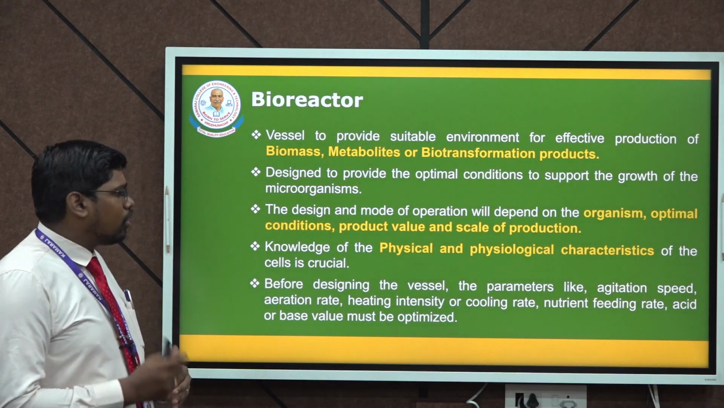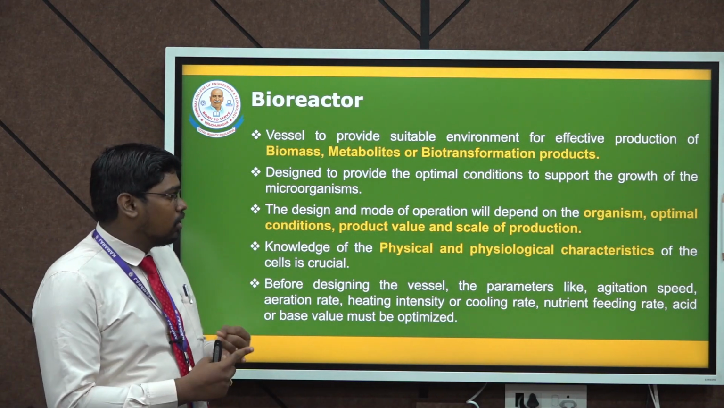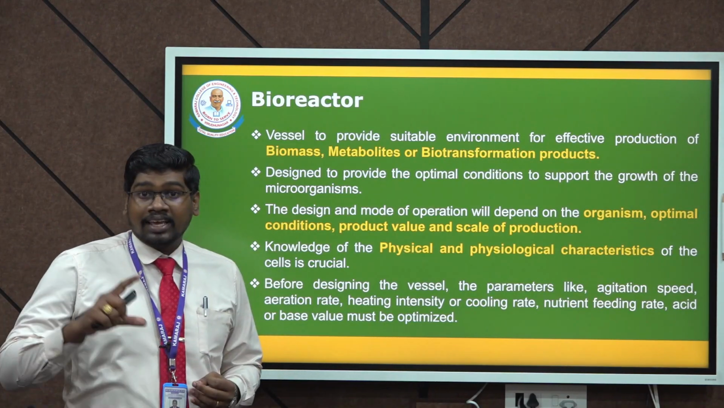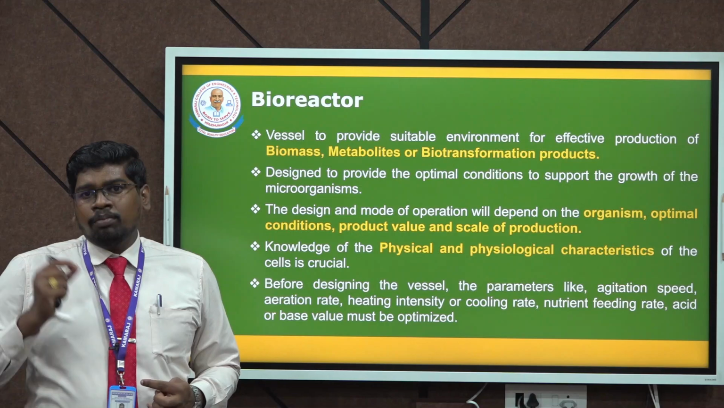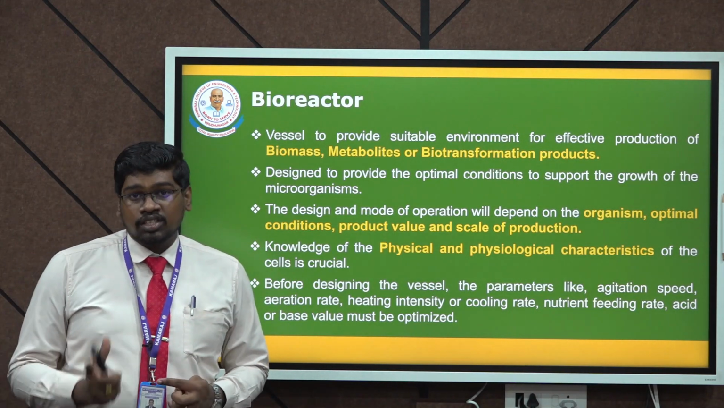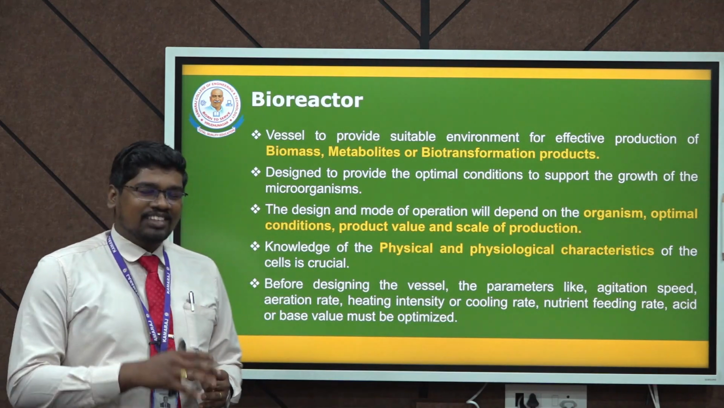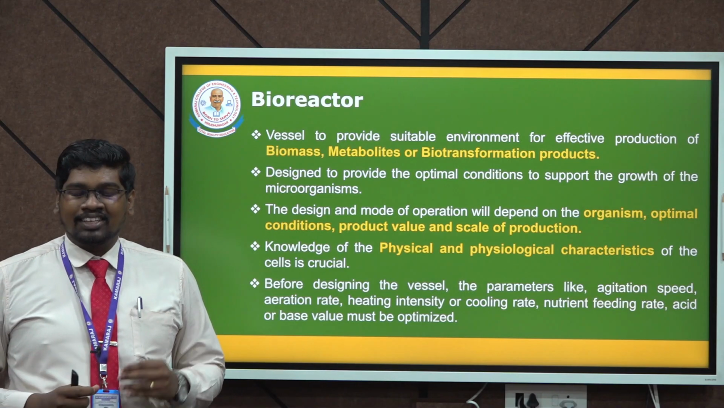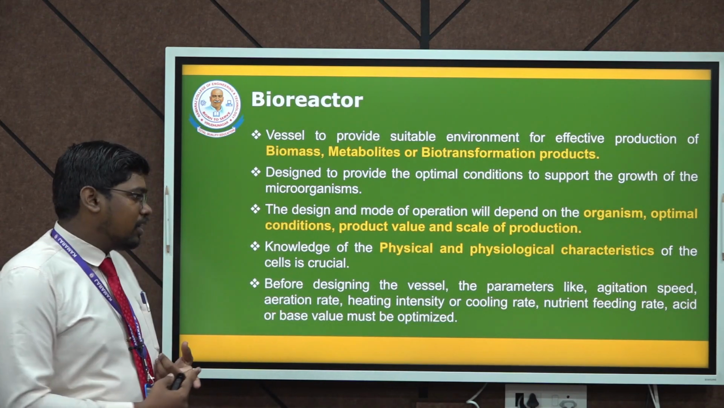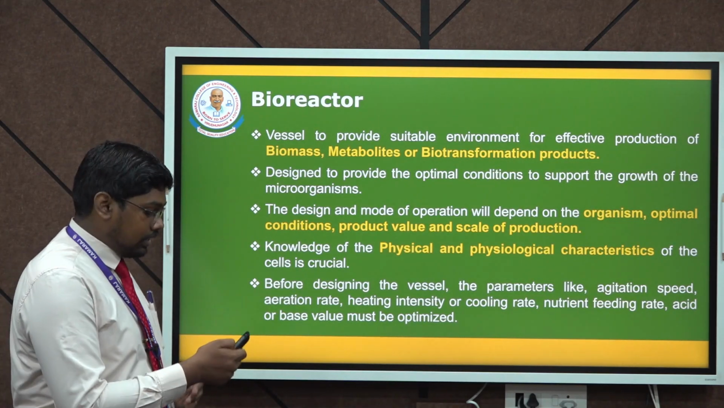The design and mode of operation of the bioreactor will depend upon the type of organism we are using for the production, the optimal condition that is used for the production, the product value and the scale of production. For an optimal design of a bioreactor, we need to know about the physical and physiological characteristics of the organisms that we are using for the cultivation. Before designing the bioreactor, we need to optimize certain parameters such as agitation, aeration, temperature, pH, nutrient feeding rate and acid or base values that are fed into the reactor.